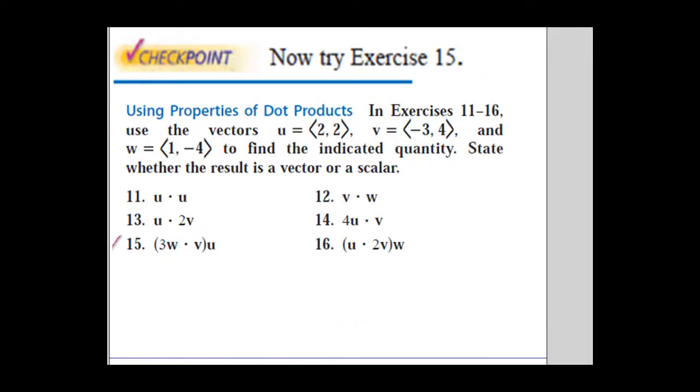All right, given u, v, and w, go ahead and find the following dot product. I would probably work from the inside out. Find what 3w is, dot it with v, and then multiply this number, which will be the result inside the parenthesis, by vector u. Check your answer in the back of the book. Come back when you're done.